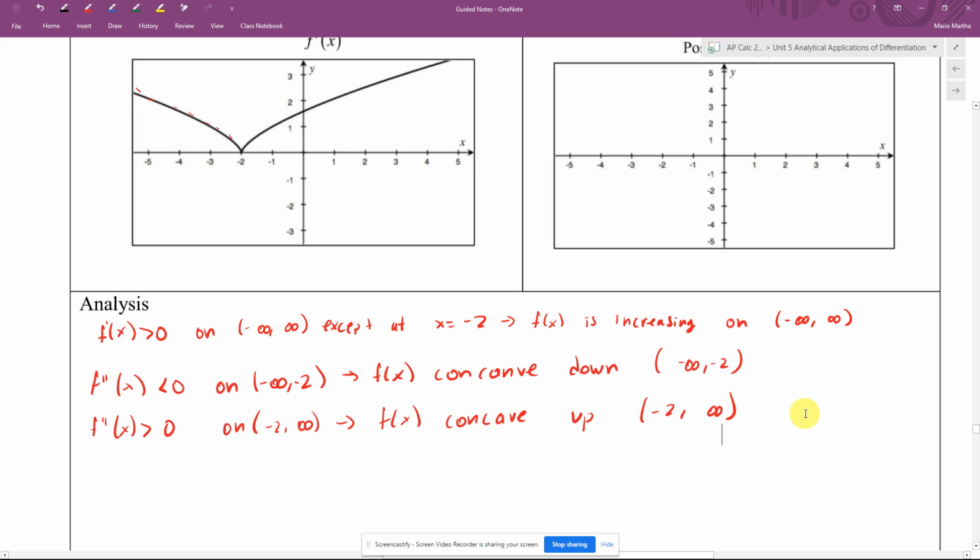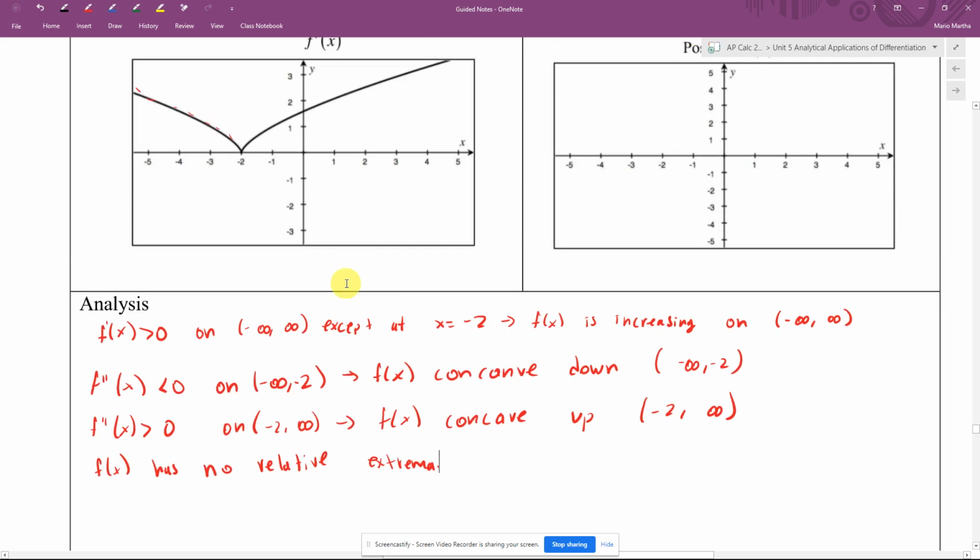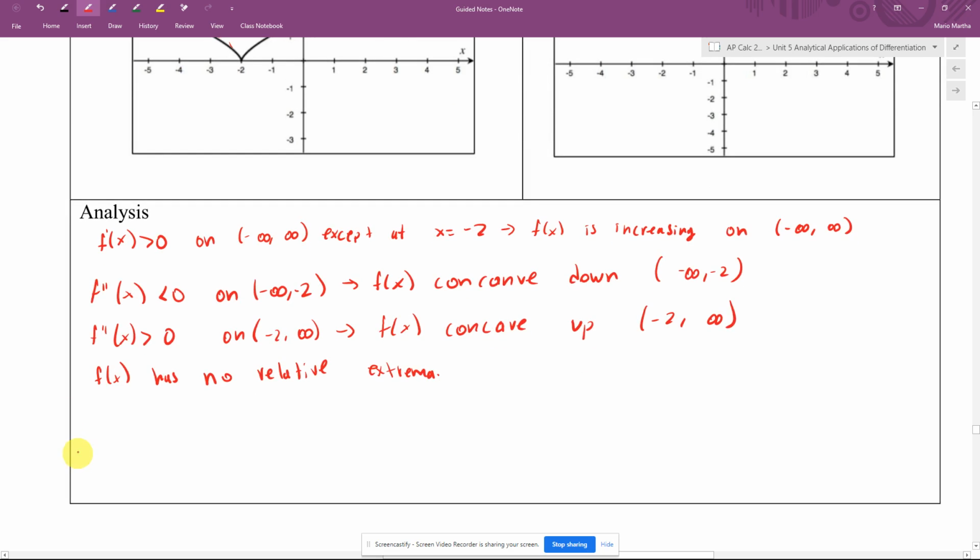All right. And then here, since f prime of x never changes sign, it's always positive, we're going to say f of x has no relative extrema. And then finally, we're going to say that f of x has a critical value here. So f double prime of x would be undefined. So we're going to say that it has a point of inflection at x equals negative 2.